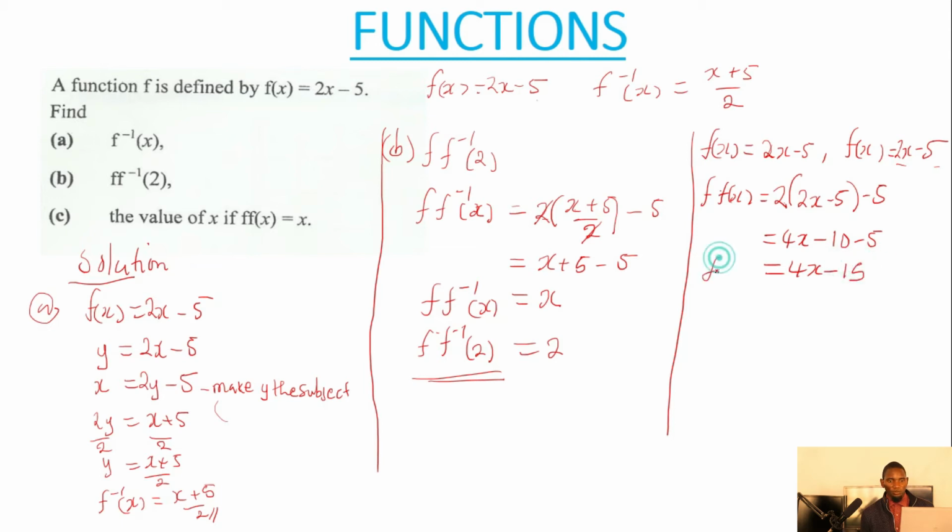So this is going to be your f f inverse, which is a composite function. Now we are saying this is equal to x. f f of x is equal to x. So where there is this, you have to put the 4x minus 15 is equal to x. So like terms, we have 4x minus x is equal to the 15 goes the other side. Then we're going to have 3x is equal to 15. Then we divide both sides and have x is equal to 5.